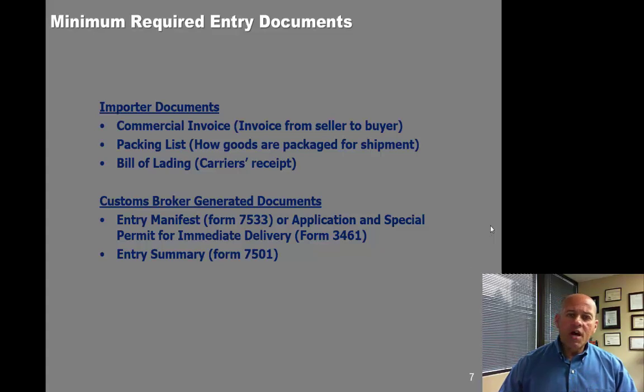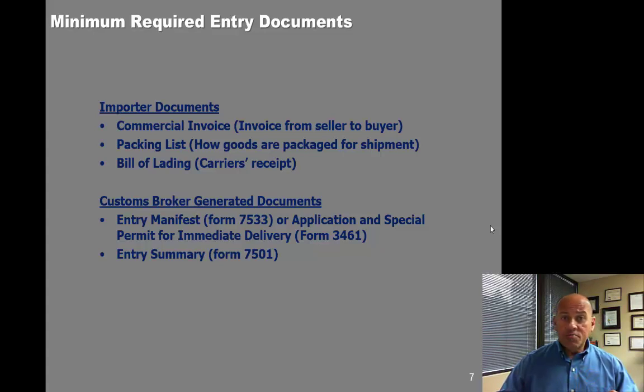Some minimum required documents. Now, there could be a lot of different documents required in the U.S. entry process, but here are the three most critical. Your commercial invoice. Your commercial invoice is basically an invoice from the international seller to the international buyer. The packing list, which shows how the goods are packaged.